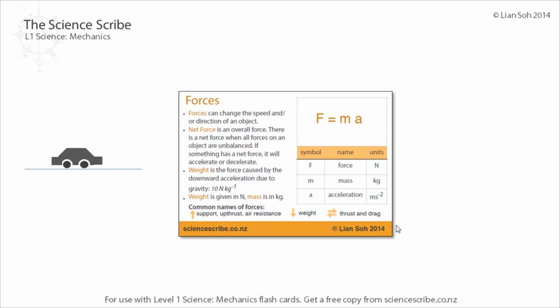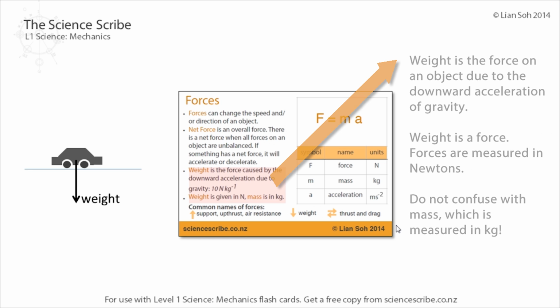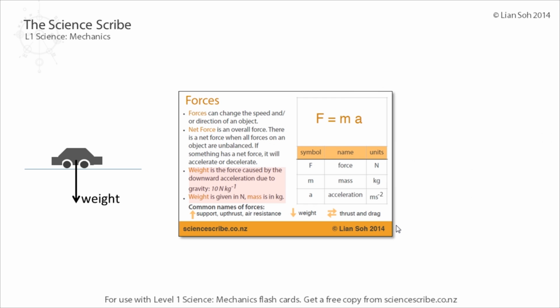So for example, if I had a car with a certain mass, I could say that it has a weight force in the downward direction. Weight is just a special name given to the force caused by the acceleration due to gravity, and because weight's a force, it's given in newtons. Don't get that confused with mass, which is given in kilograms. In the equal and opposite direction, I have the support force to support the car.